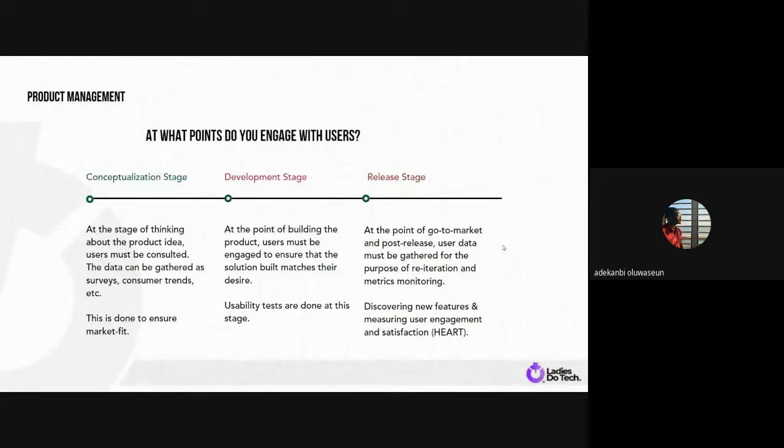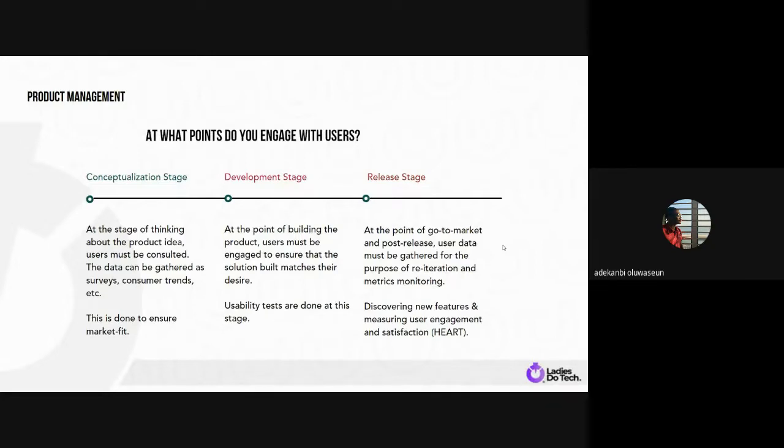You now ask yourself, at what specific points do you engage with users? And there are three stages. You have the conceptualization stage, the development stage, and the release stage. These three stages are very important in the product life cycle. So the first stage, let's look at conceptualization.